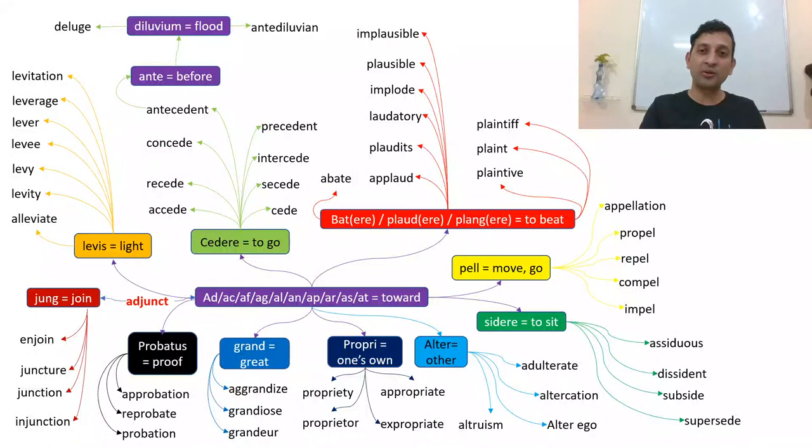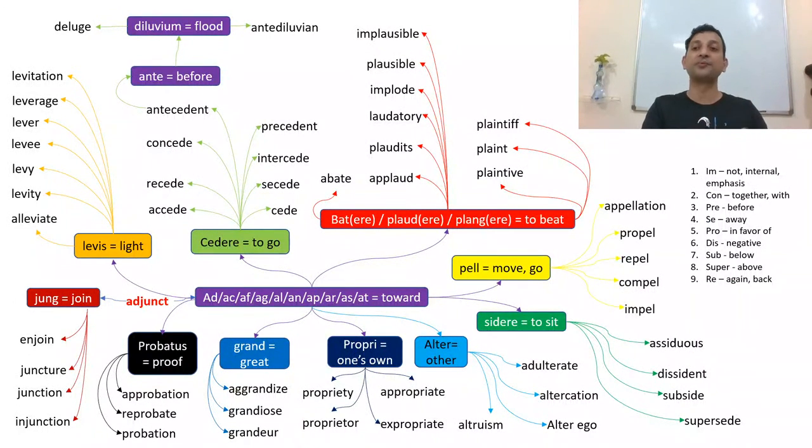Now, as I promised before I close this session, move on to the next part of mnemonics. The 10 prefixes we did, simple prefixes, but which give a variety of words from the same common root. Im, not internal emphasis: improper, internal, inherent, or inflammable. Con means together or with, we saw concede. Pre means before, precedent. Se means away, secede. Pro means in favor of, propel. Dis is negative. In fact, dispel is also a word, same roots.